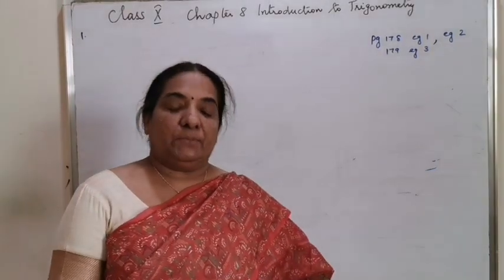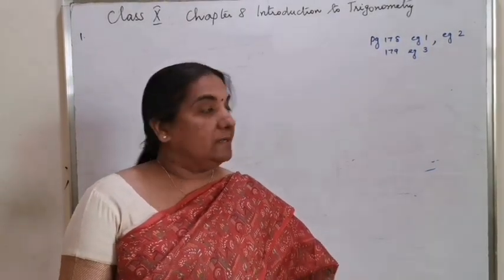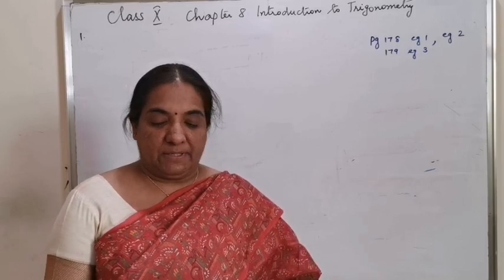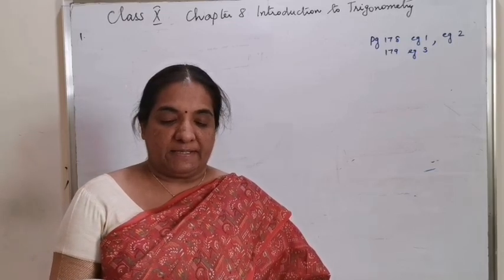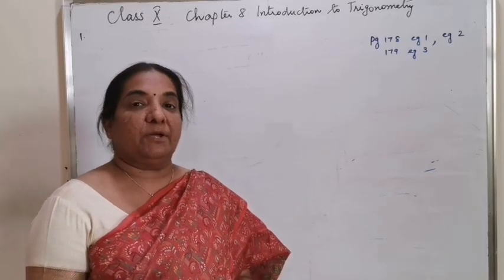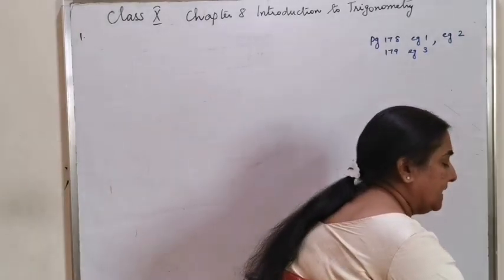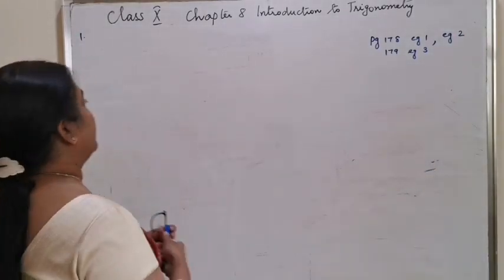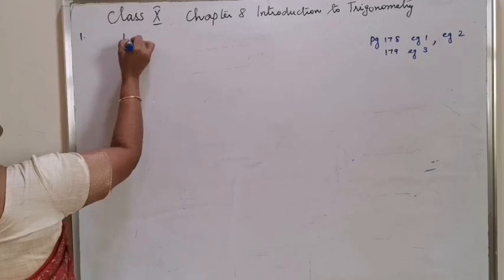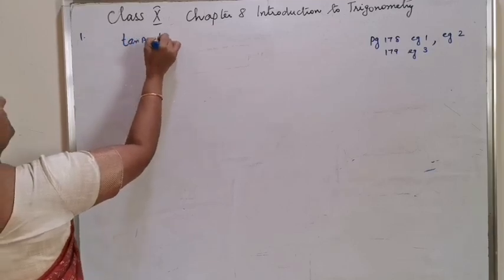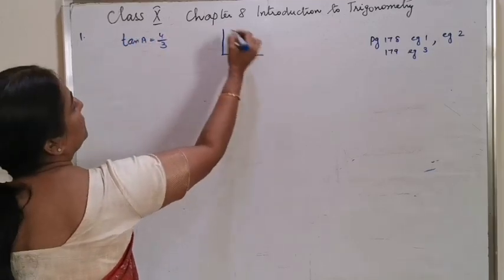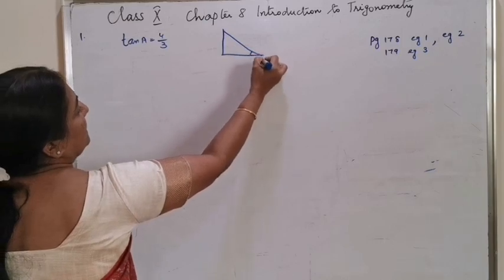Let's move on to the worked out examples. First question, page 178, example 1. Given tan A is equal to 4 by 3, find all the other trigonometric ratios. Tan A is equal to 4 by 3. Make sure that you are marking A as an acute angle.